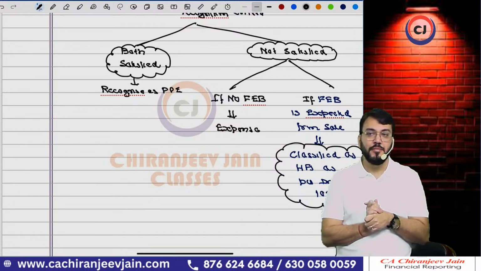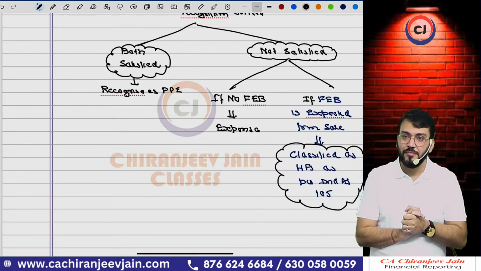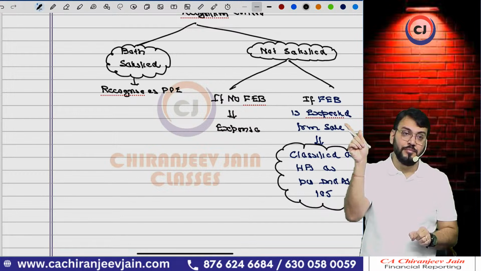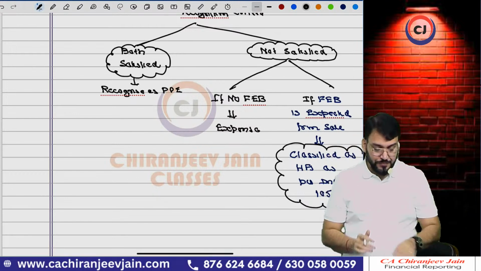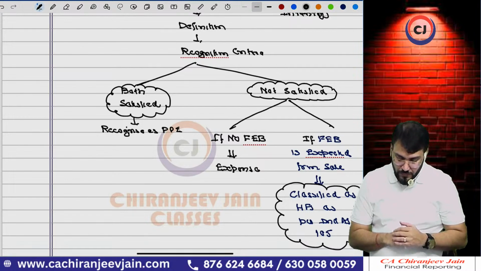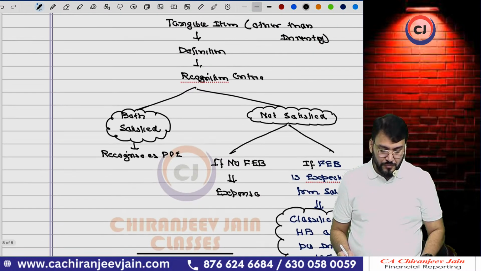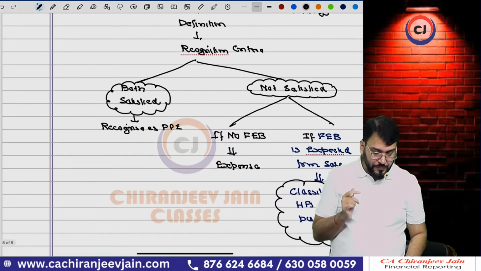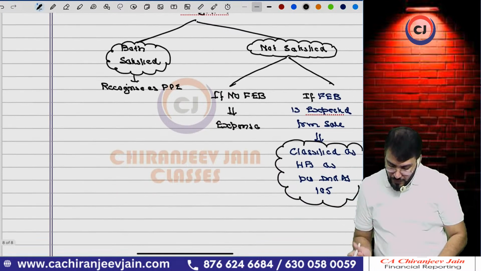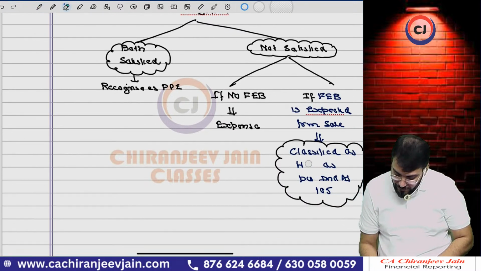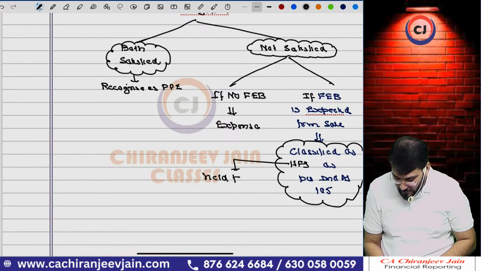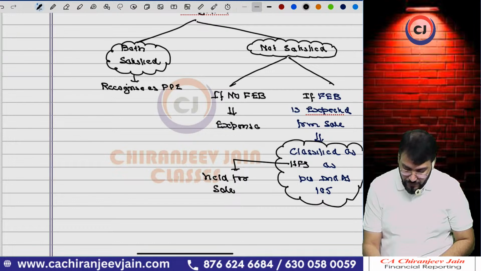Have you understood what I'm saying? When I say PP, then which Ind AS? Ind AS 16. When I say PP classified as held for sale, Ind AS 105. Have you understood this? Held for sale, HFS, write down. It is held for sale.